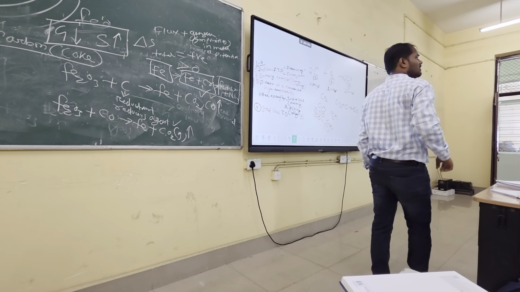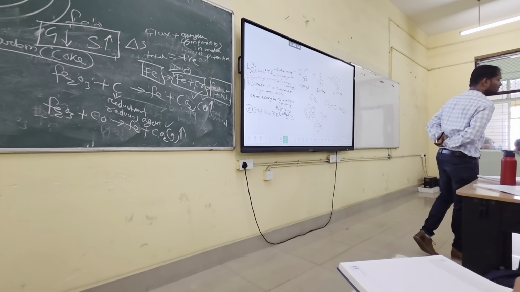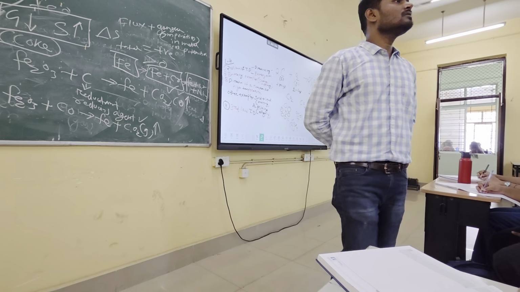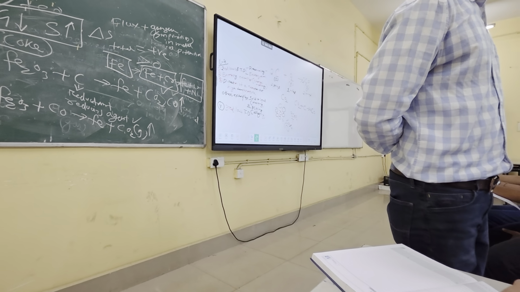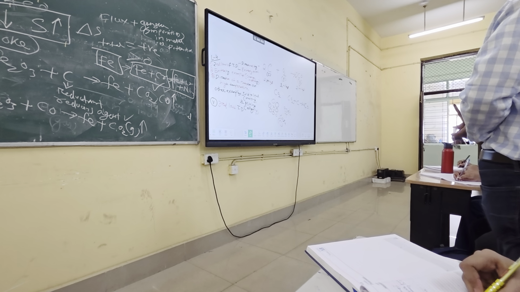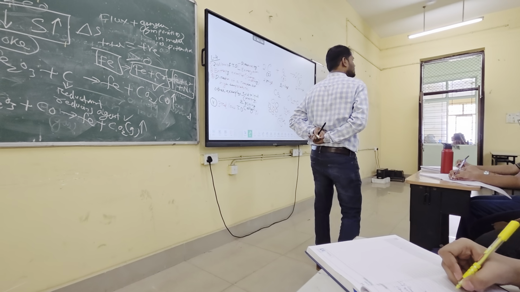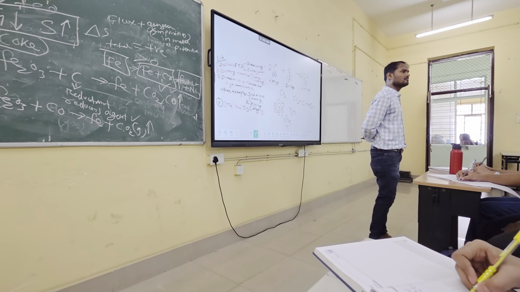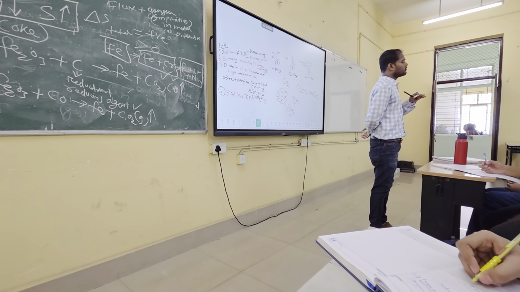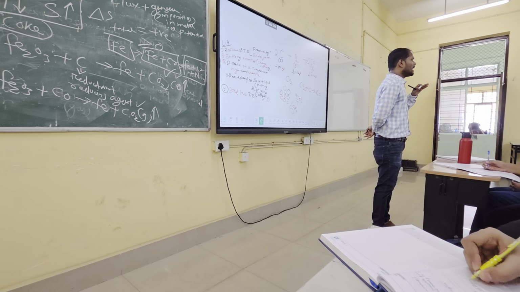You can write one statement. For a perfectly crystalline solid, thermal entropy is 0 at 0 degree Kelvin. Again, you write: for a perfectly crystalline solid at 0 degree Kelvin, entropy is 0.